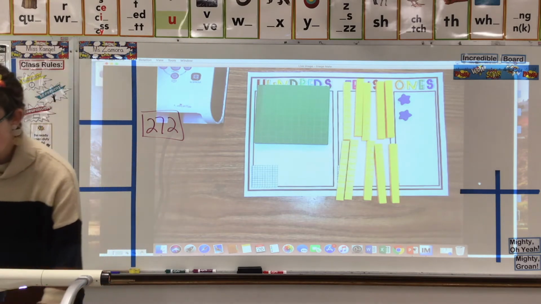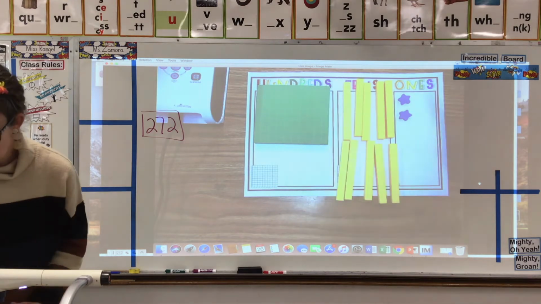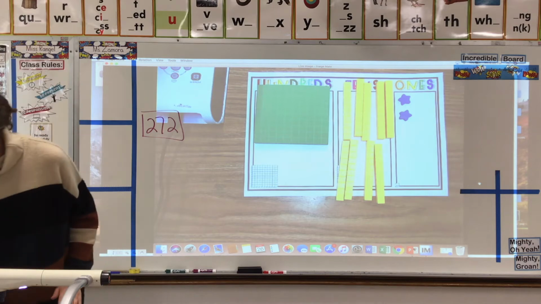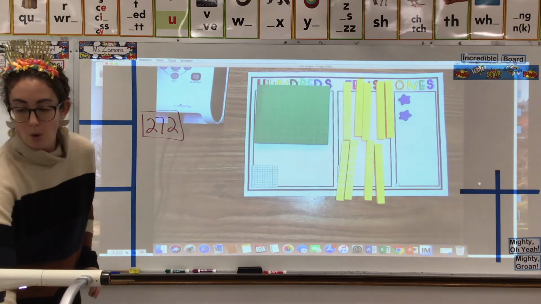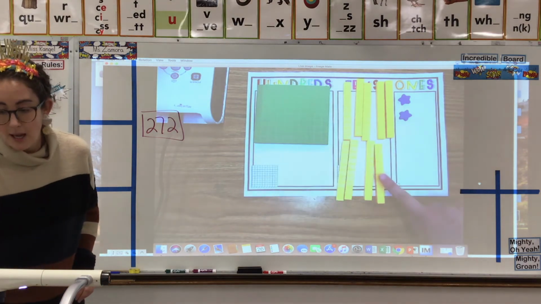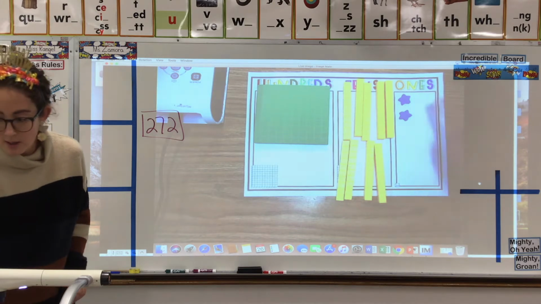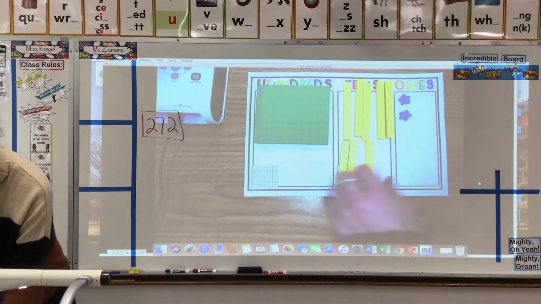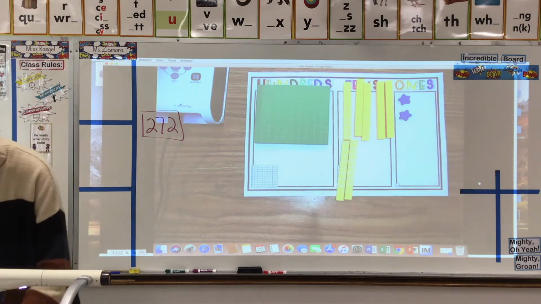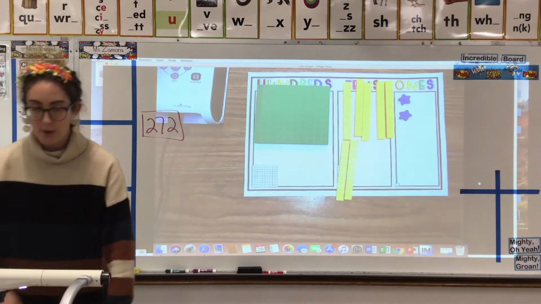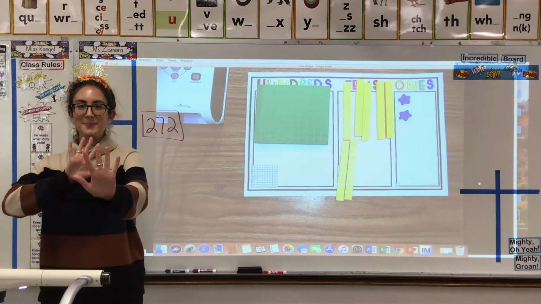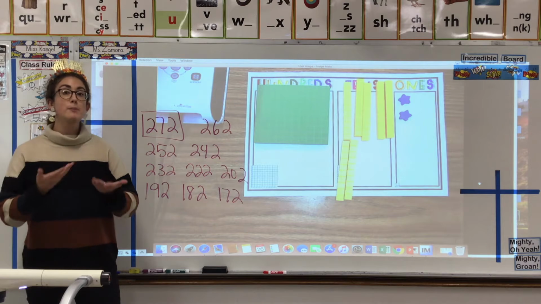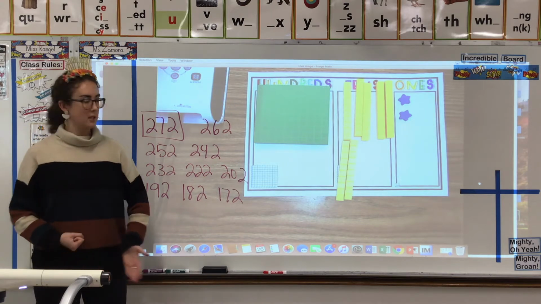So this is still 202. But if we count down by tens, we now have 192, 182, 172. Pause right there. Okay, in this sequence of numbers, there was a pattern that we were following.